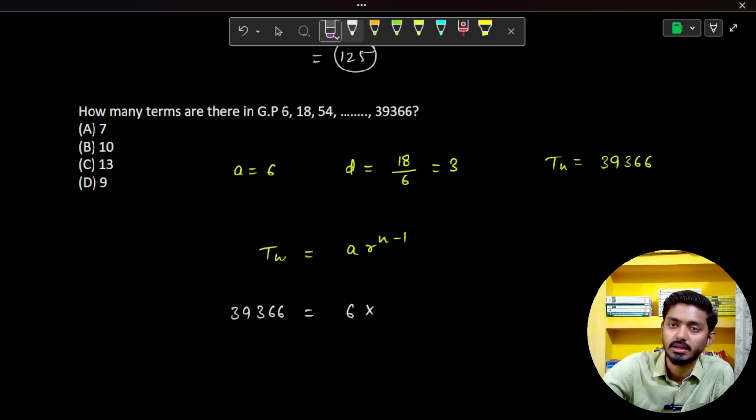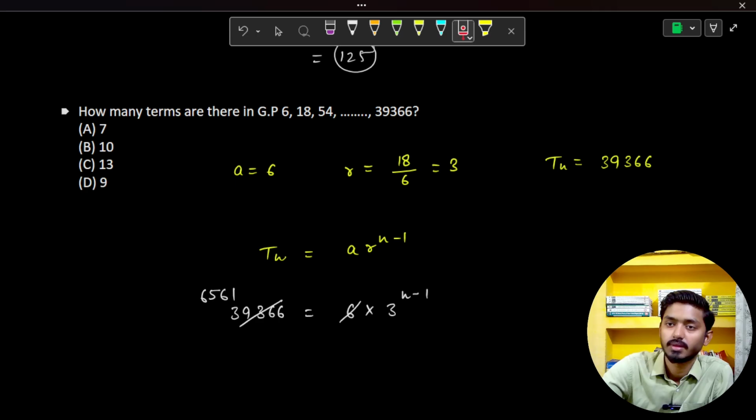Okay, I have by mistake written d. It should be r, right? We are not finding the common difference, we are finding the common ratio, which is 3, to the power n minus 1. If we divide the entire thing by 6, we get 6561, something like that.